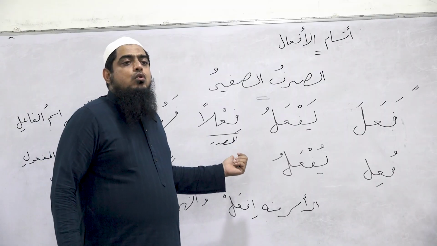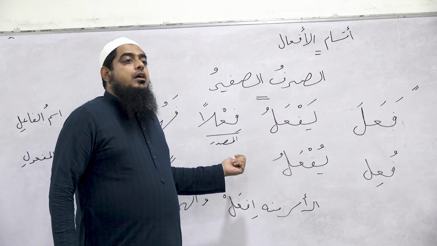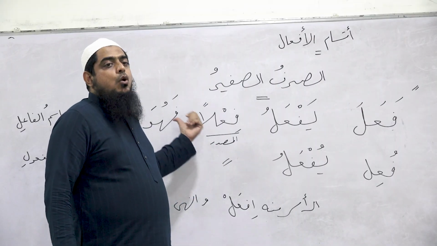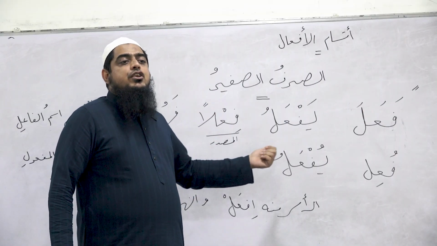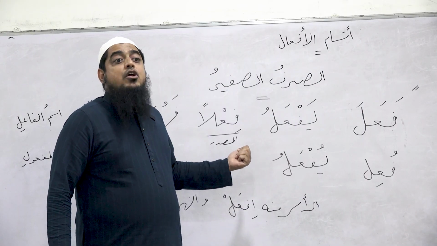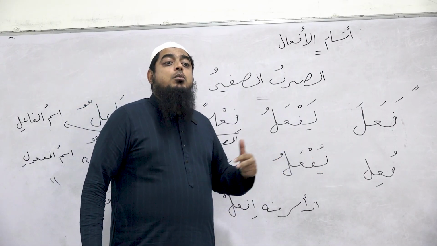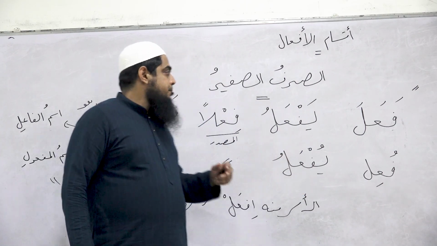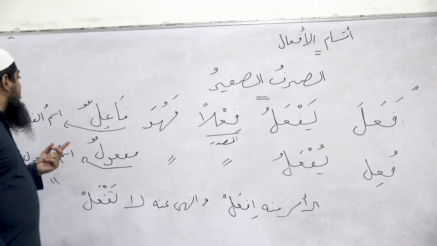Dhahaba yadhabu, dhahaban, fahuwa dhahibun. Jalasa yajlisu, julusan fu'ulan. This keeps on changing. So every verb will have its own masdar. Sometimes you have to have more than 1 masdar. Okay? Now coming to fa'il, ismul fa'il.